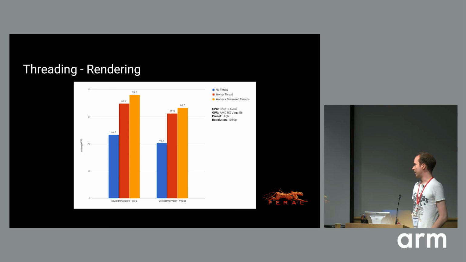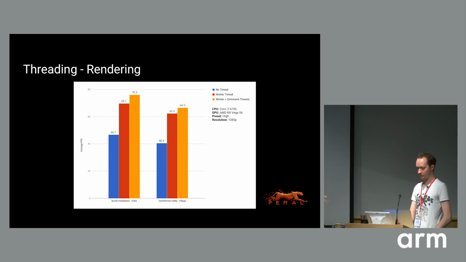For both of these locations, having the main worker thread gives us around 50% performance improvement over no threading. Then on top of that, if we enable the driver command thread as well, for Geothermal Valley it gives another 6%, and then Soviet Installation another 10% over that. And for both of these cases, we've gone from being completely CPU bound on this hardware to now entirely GPU bound. So yeah, we get a big performance benefit just from this fairly basic threading model.